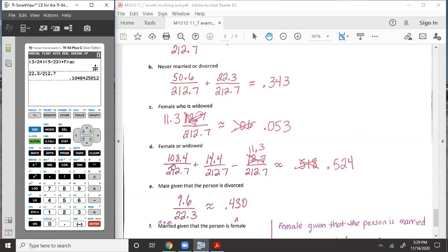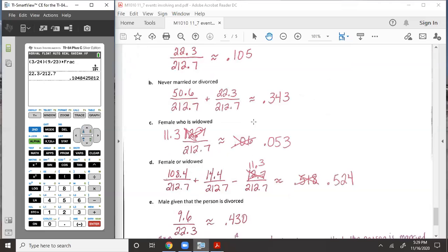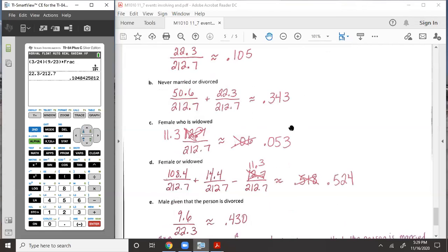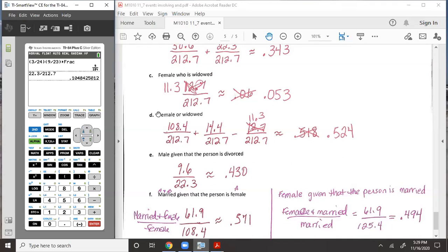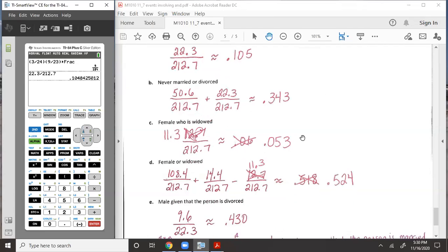Find the probability that a person is female or widowed. Now here we add the probability that a person is female, which is 108.4 over 212.7. And the probability that a person is widowed is 14.4 divided by 212.7. And then the overlap here is females that are widowed, since we don't want to count that twice. The females that are widowed is 11.3 over 212.7.